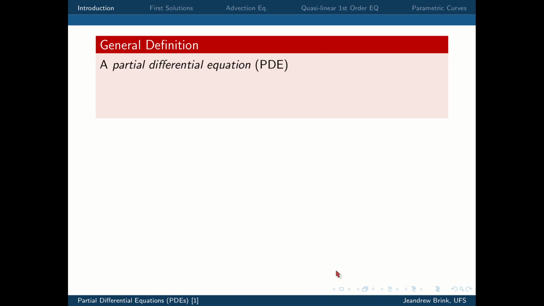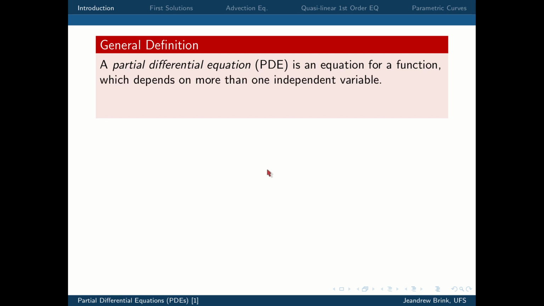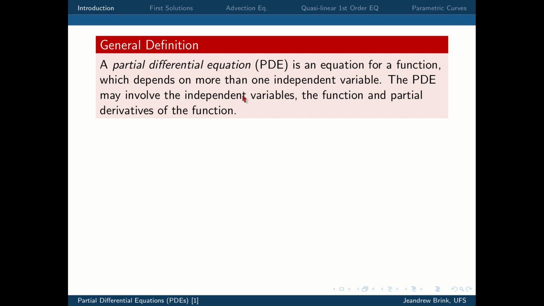Okay, so the general definition: a partial differential equation is an equation for a function which depends on more than one independent variable. And for example, the PDE may involve the independent variables, the function, and the partial derivatives of the function. Okay, so that's the most general definition we have. And so what we're going to do now is give the definition, state the problem, and then look at all sorts of solution techniques.